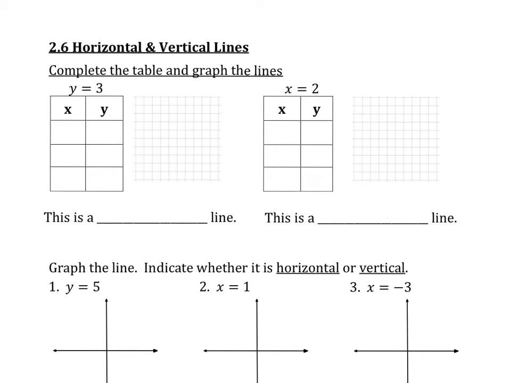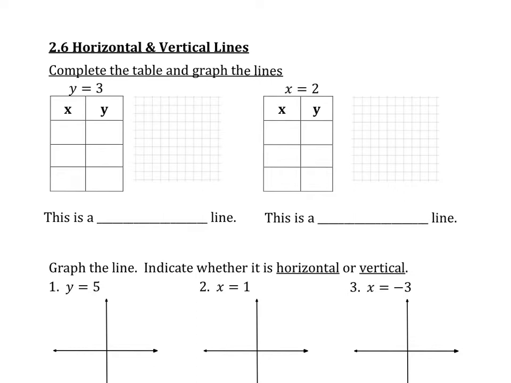In section 2.6, we are going to graph horizontal and vertical lines, which we've done before. We're going to do the first two with the table, even though I told you we're not going to make tables anymore. After we see which way the line is going to go, we're going to use that to try to graph them without using a table, if possible.